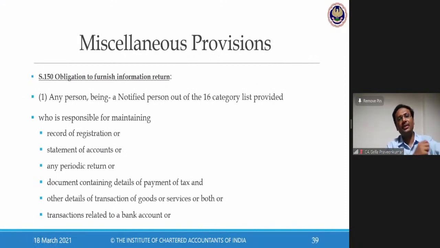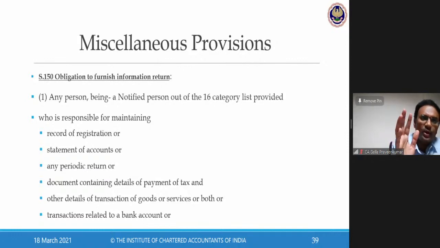Section 150, obligation to furnish information written. Now, expect one question from this section 150. A major revamp happened to section 150 in the recent budget. A 2 marks question with respect to miscellaneous provisions. What is the authority for an officer under section 150?